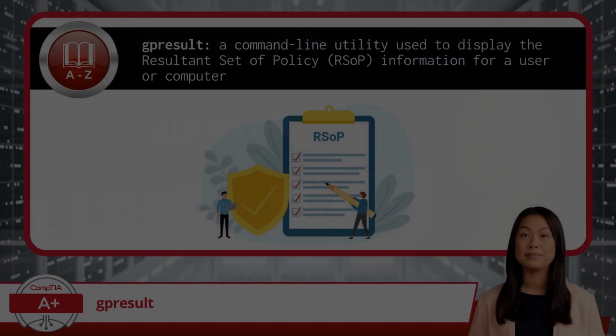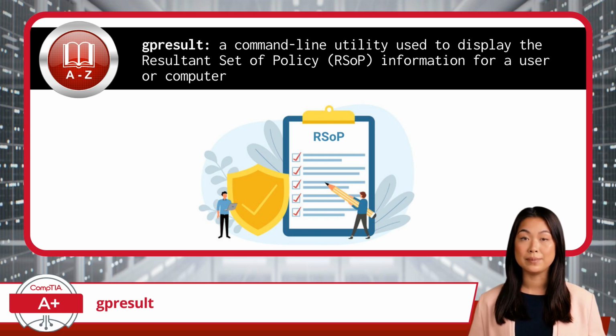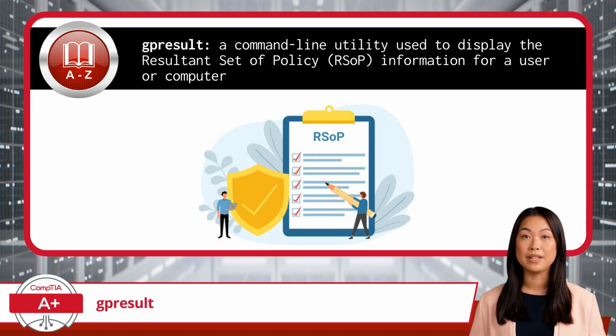gpresult. The gpresult command is a command line utility used to display the resultant set of policy, or RSOP, information for a user or computer. Plainly put, gpresult helps you see which group policy settings are applied to a user or computer.